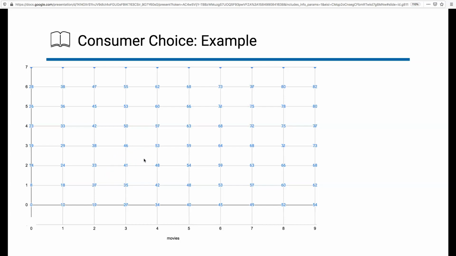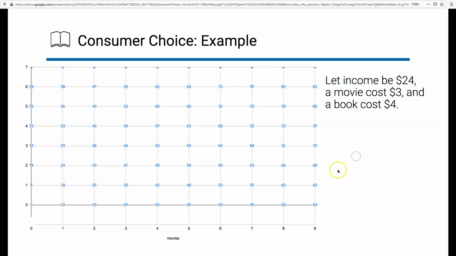Now that we've described the preferences, we need to talk about the opportunities. What is feasible? So imagine this situation. You have $24 and a single movie costs $3 and a book costs $4, and you have to basically spend all your money on these two. In the story that we're looking at right now, holding money doesn't give you any value. So basically, you want to spend the whole endowment of $24 on these two things.